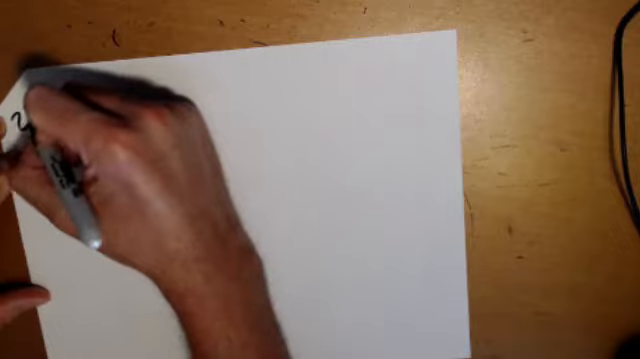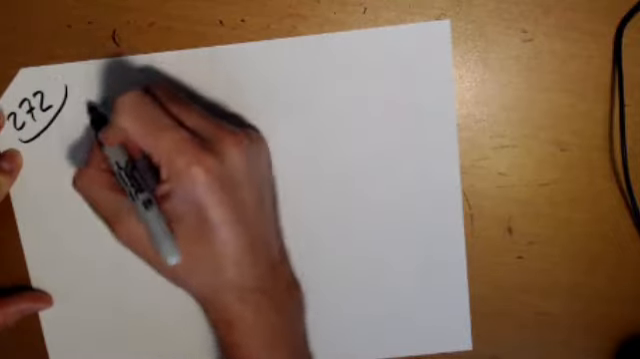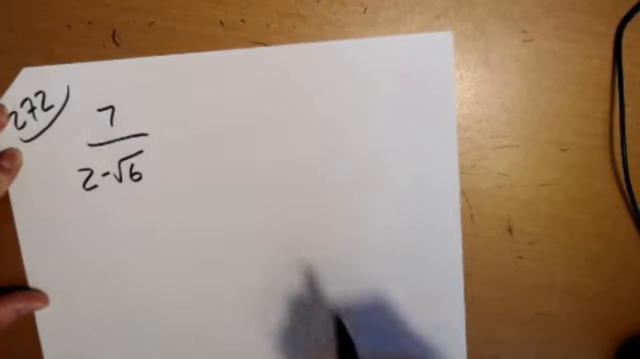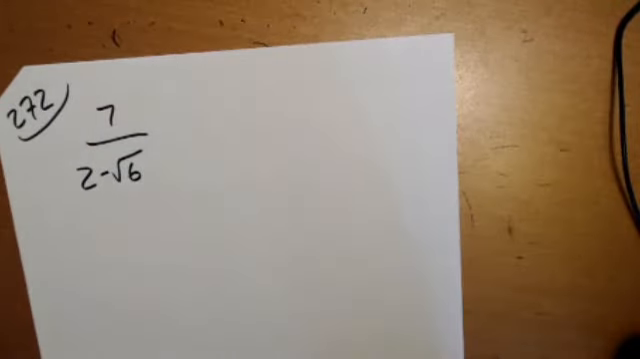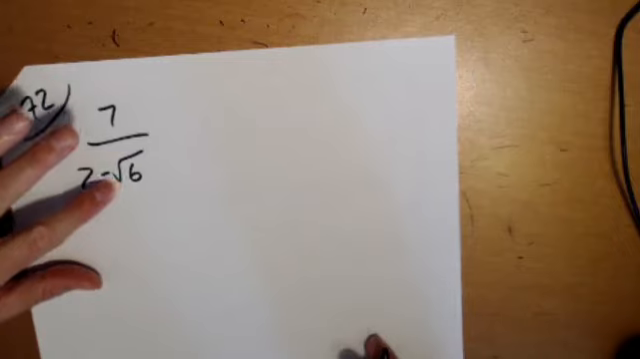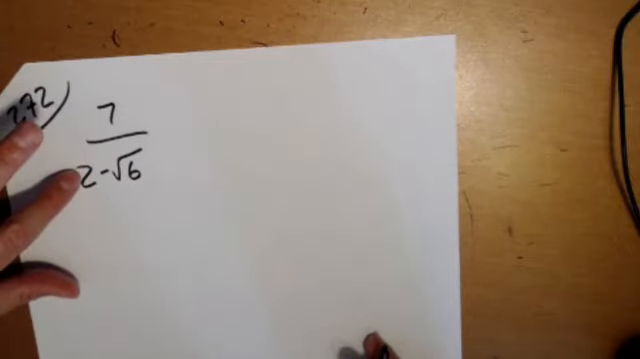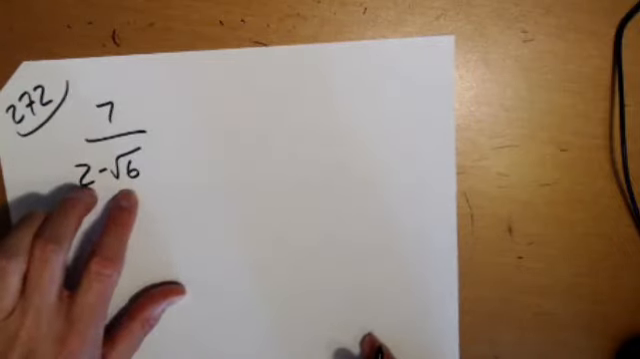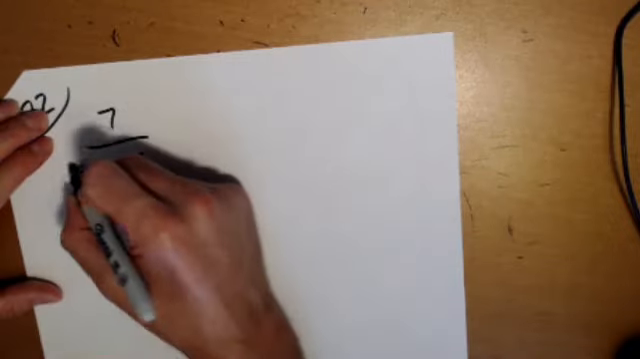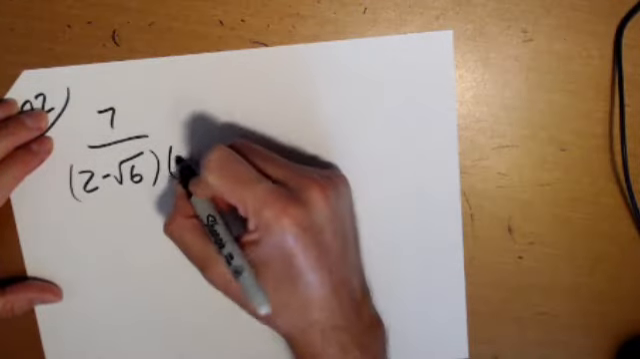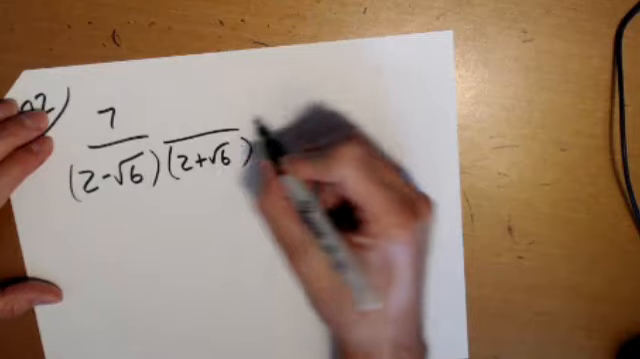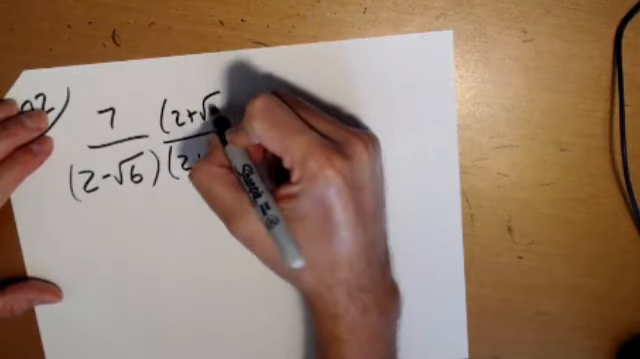Okay, remember we always talked about conjugates. So, 7 over 2 minus rad 6. Okay. Radicals are not allowed downstairs, so what do we need to do? Oh, there's two pieces. It's a binomial. No big deal. I'm going to multiply by the conjugate, 2 plus rad 6. And if I multiply the bottom by 2 plus rad 6, I multiply the top by 2 plus rad 6.